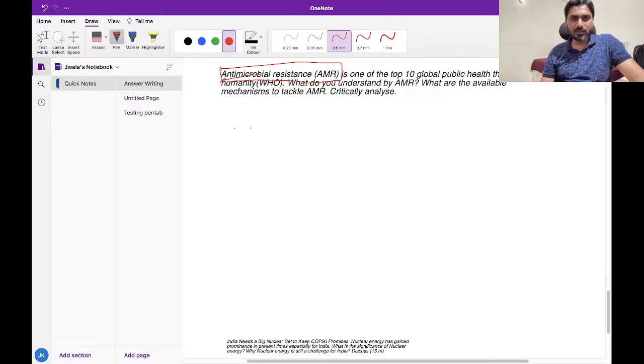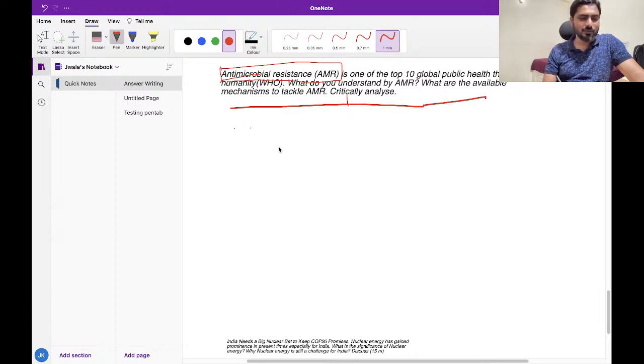So we first need to understand what is AMR, antimicrobial resistance. What do you understand by AMR? What are the available mechanisms to tackle AMR and critically analyze? So, if we look at the structure of the question, so first of all, I hope your preparation is going well if you're writing mains this year. Let us look at the structure, or what are the various subparts that you need to address in this question.